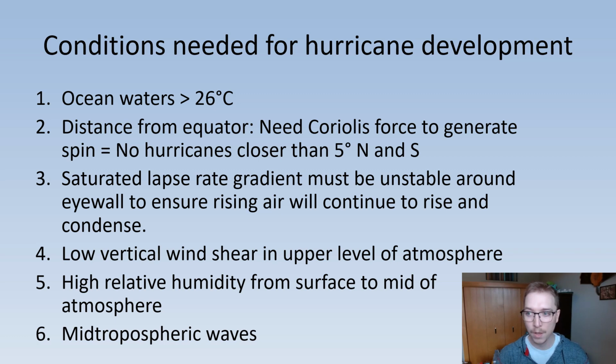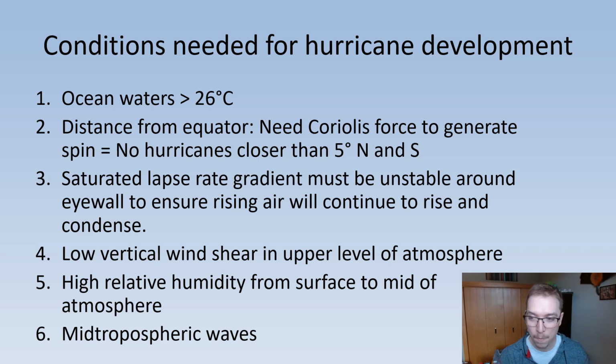Two, the second ingredient is distance from the equator. Without the spin of the Earth and the resulting Coriolis force, hurricanes would not form. Since the Coriolis force is at a maximum at the poles and minimum at the equator, hurricanes cannot form within 5 degrees latitude of the equator. So 5 degrees north, 5 degrees south, that whole 10-degree difference, you don't see hurricane formation. The Coriolis force generates a counterclockwise spin to low pressure in the northern hemisphere and a clockwise spin to low pressure in the southern hemisphere.